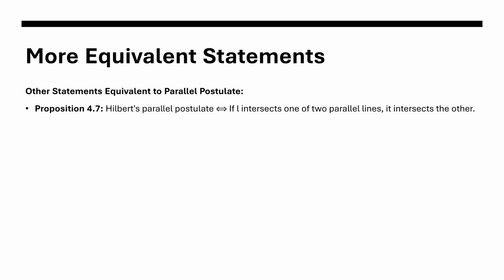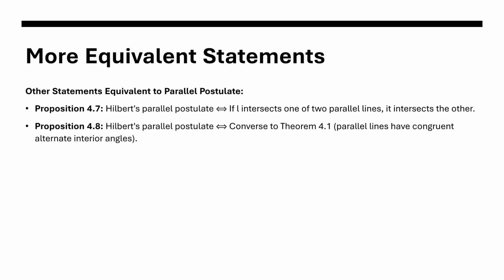Okay, so in Euclidean geometry, this is obviously true. However, in hyperbolic geometry, this is false. So T could be parallel to both M and N. Okay, so this statement characterizes Euclidean geometry. Another, we have proposition 4.8: Hilbert's parallel postulate is equivalent to the converse to theorem 4.1, parallel lines have congruent alternate interior angles. Okay, so recall theorem 4.1. If alternate interior angles are congruent, then lines are parallel. So the converse: if lines are parallel, then alternate interior angles are congruent.